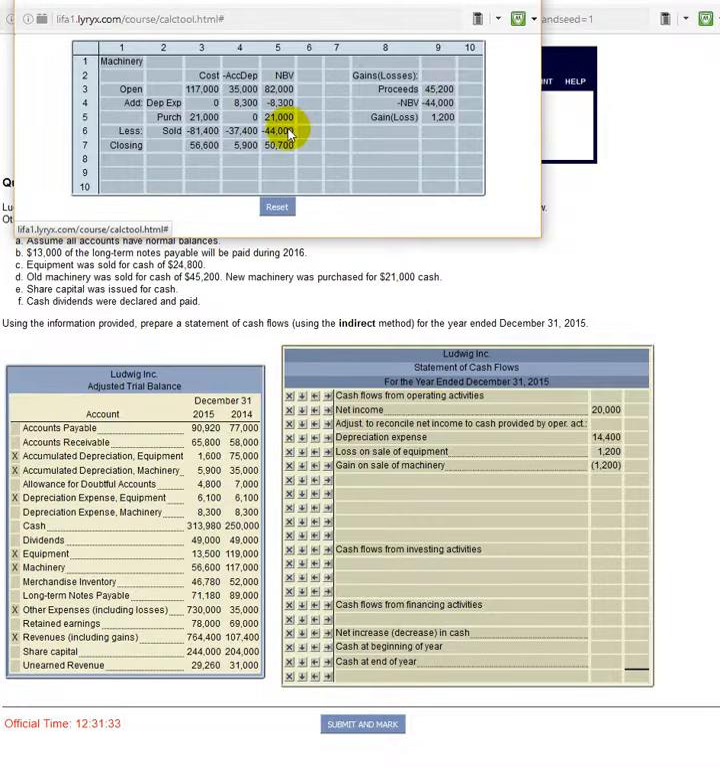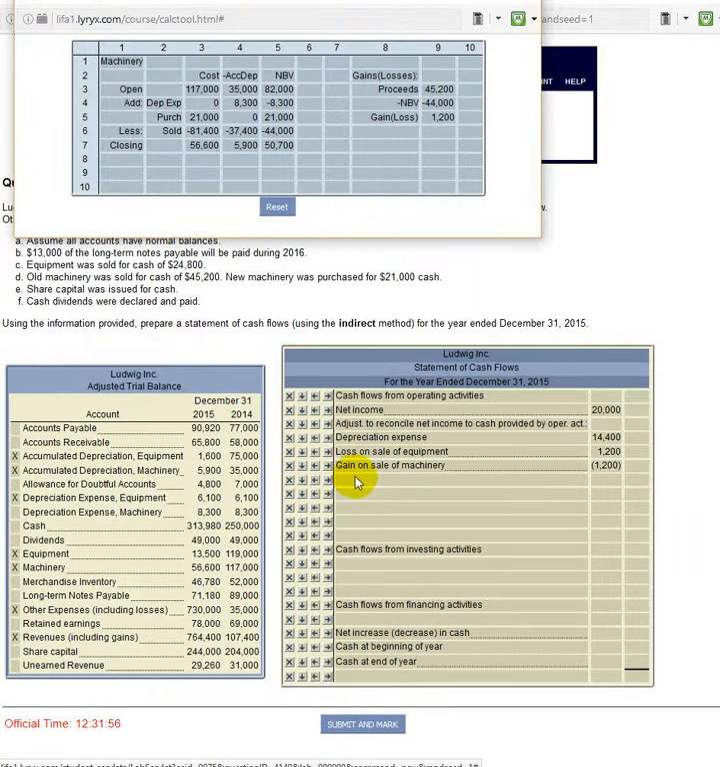And so if we check to see whether that balances across, 81,400 minus 37,400 does indeed work out to a net book value of 44,000. So that's all to show you that it does in fact reconcile. You wouldn't have had to do that because we had enough information to calculate the net book value of what was sold to put into this equation without that information.